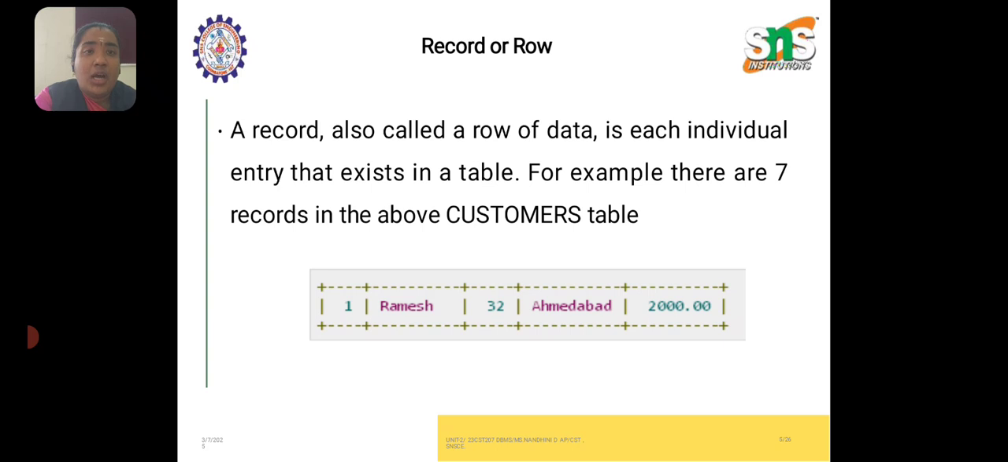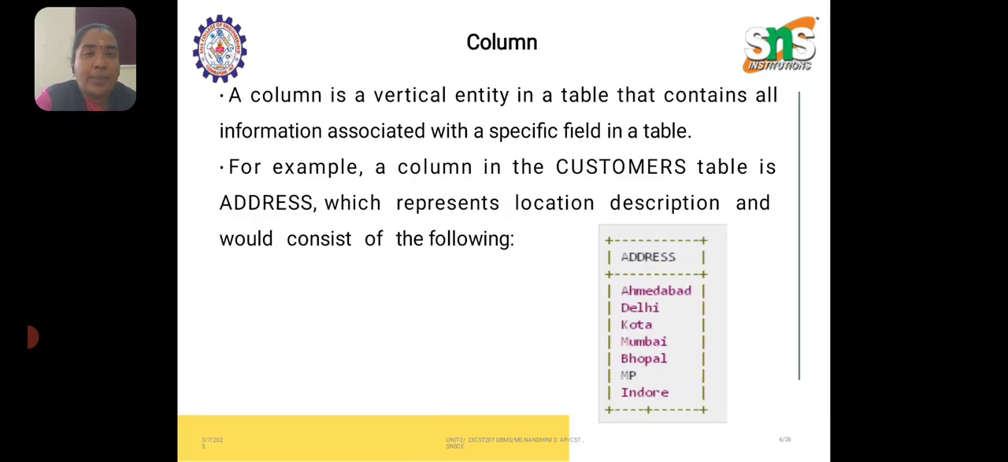For example, the first ID is 1, his name is Ramesh, his age is 32, he is from Ahmedabad, and his salary is 2000 rupees. A column is a vertical entity in a table that contains all information associated with a specific field in a table. For example, a column in the customer table is address, which represents location, and it would consist of Ahmedabad, Delhi, Kota, Mumbai, Bhopal, MP, and Indore.